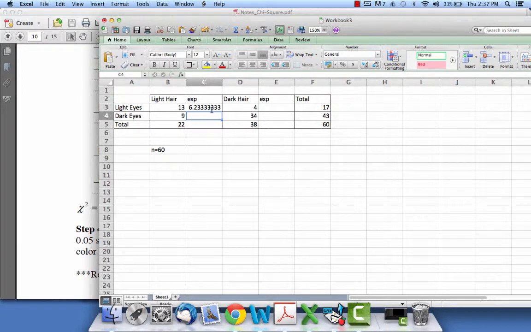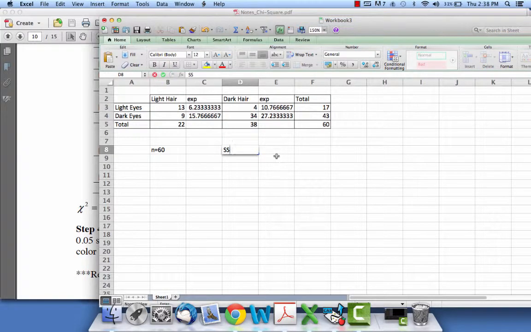And this one is going to be 22 times 43 divided by 60. Here our expected will be 38 times 17 over 60. And here we'll have 38 times 43 divided by 60.